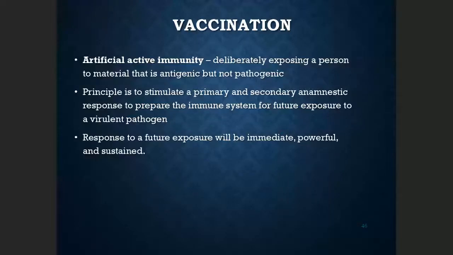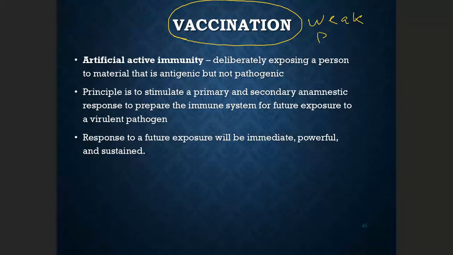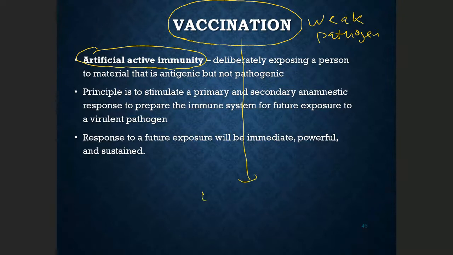Now, right now we have what we call vaccination. So vaccination is almost similar to the infection of the disease, but this vaccination uses weak pathogens. It will cause our system to produce memory cells without having the illness. Okay, so this is what we call artificial active immunity. So after we have this vaccination, we become immune to that disease.